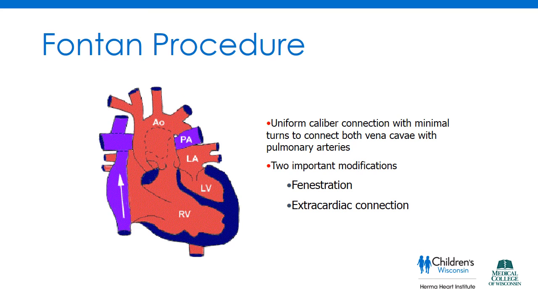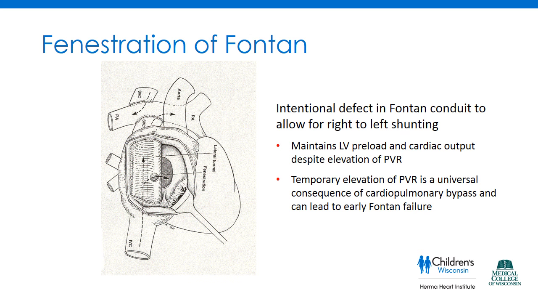The Fontan procedure, as I said, creates a uniform caliber connection with minimal turns to connect both the vena cava with the pulmonary arteries. Sometimes we can put a fenestration here, if the pressures build up in the lungs or if they have lung disease. It's basically like a pop-off valve into the atria, and this is called the fenestration of the Fontan. This is an intentional defect to allow for right to left shunting. It can give you more LV preload and cardiac output if you have elevated PVR.